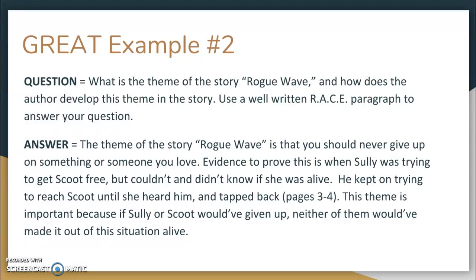Okay, so here's what they did well. They tied it back to their original answer to the question, never giving up on someone or something you love, but they take it a step further and they say how their resilience, their ability to never give up, helped them both survive. So they made a connection beyond the theme. So this is an excellent example. You see the R, the A, the C, and the E. This is what I'm looking for.